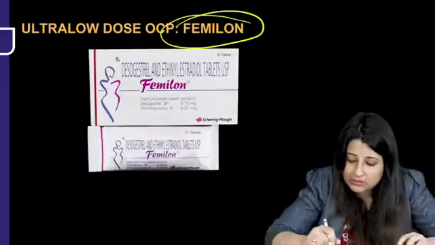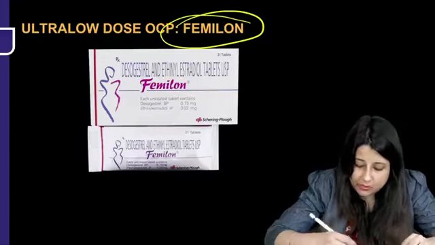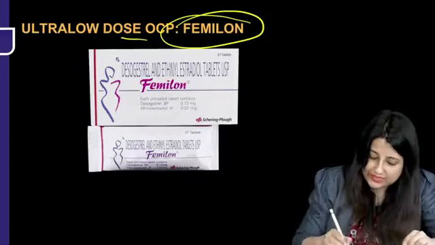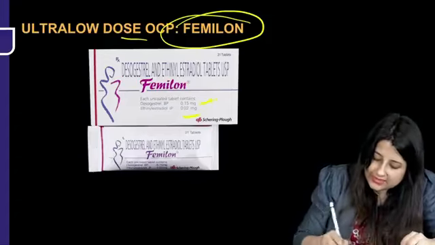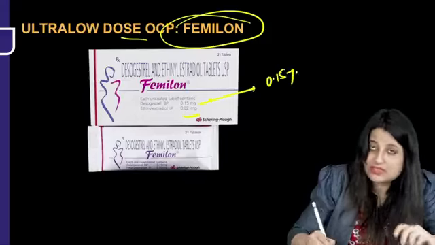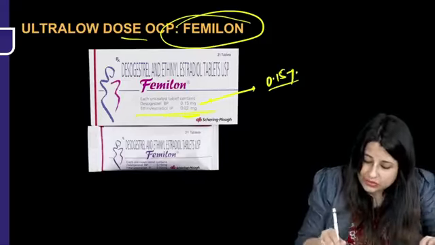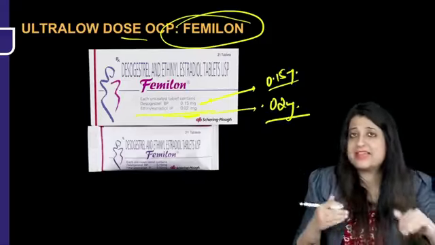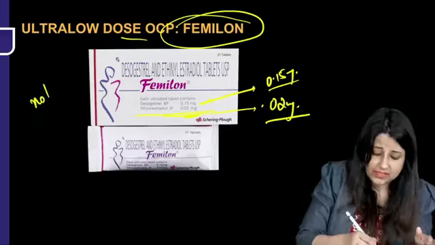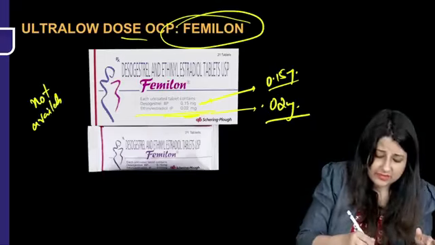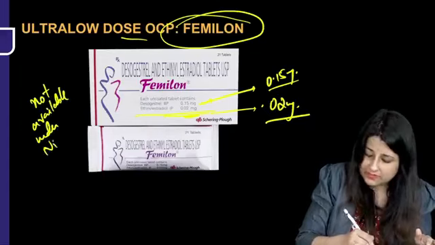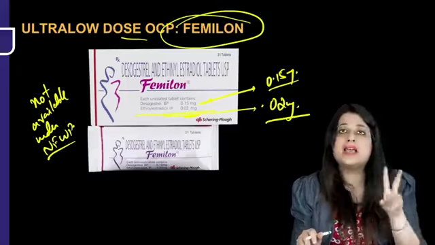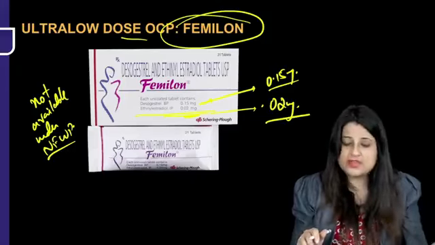Now there is one more, Femilon. Please remember, Femilon is very, very important. This is a new ultra low dose oral contraceptive pill in which levonorgestrel is the same, 0.15 mg, the progesterone amount is same, but estrogen we have further reduced to 0.02 mg. This has to be bought from the market. This is not available under the National Family Welfare Program. But you need to remember Mala N and Mala D. All of these prevent ovulation.